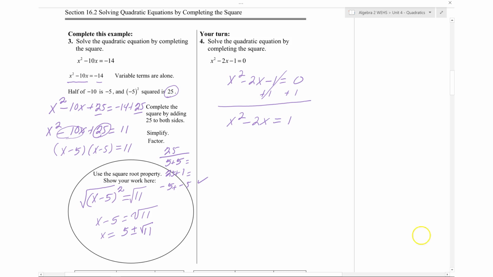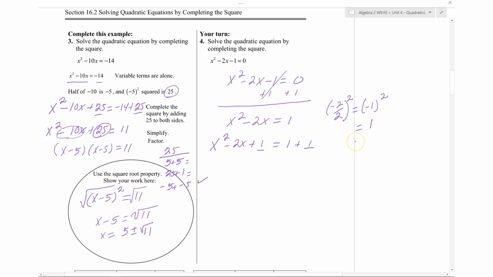We're going to get the middle coefficient, which is negative 2, divided by 2, and then square it. So we have negative 2 divided by 2, which is negative 1 squared. So negative 1 to the second power is 1. So at this point, we have x squared minus 2x plus 1 is equal to 1 plus 1.